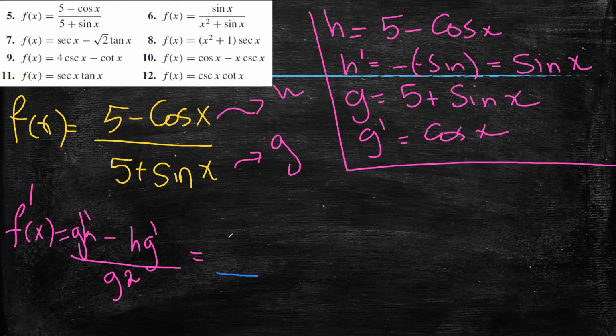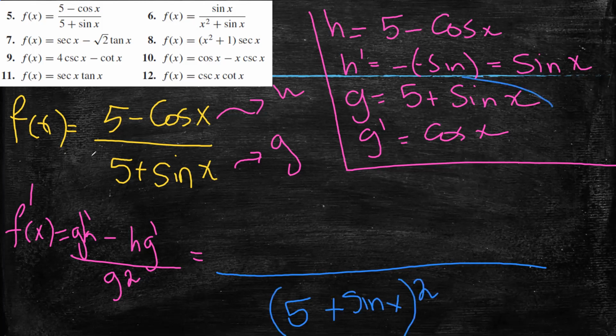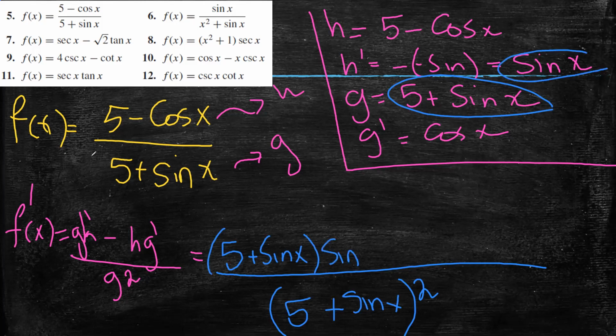Then let's put down where's g? It is 5 plus sine x squared. Then where's g? It is 5 plus sine x. I multiply it by h prime. Where's h prime? It is sine x. Times sine x.